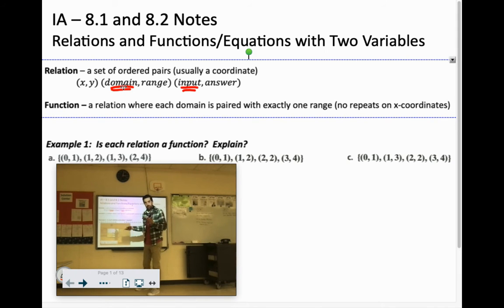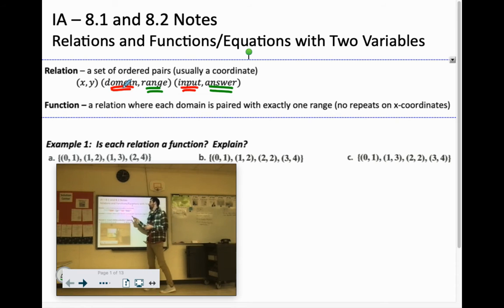And then when you solve it, you get your y coordinate, which is called a range, or the answer, or some people call it the output. But your x goes into the equation, the function, and then your y comes out of it as your answer. So that's how you can find coordinates when given an equation.